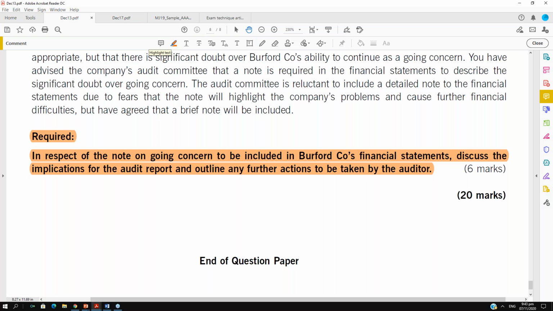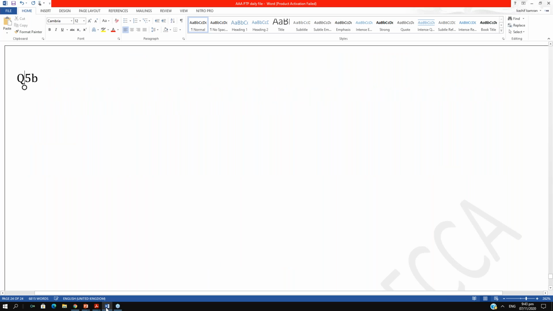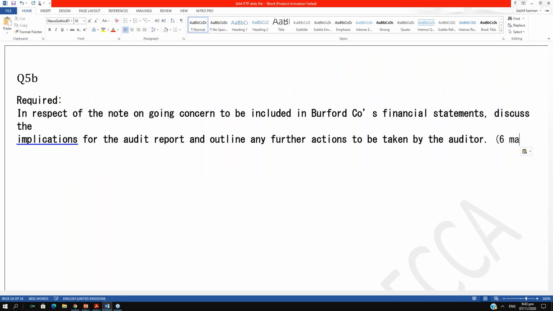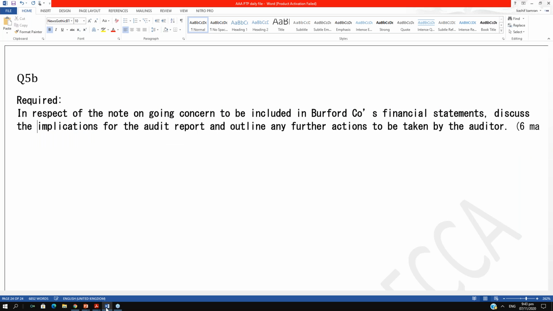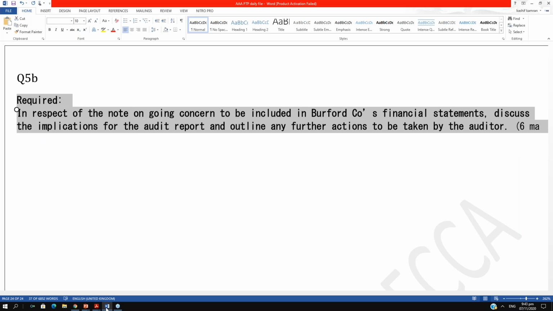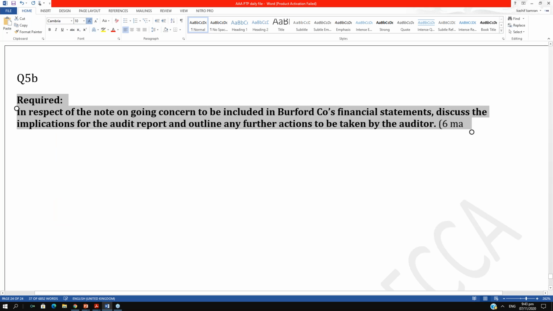Okay, can all of you see the question on the screen? And can you read the B part highlighted in orange? Okay, so what is the examiner asking in the B part? Is he asking for the report, impact on reports, implication for the report? Okay, let's look at the B part requirement on your screen now. I just copied the requirement.